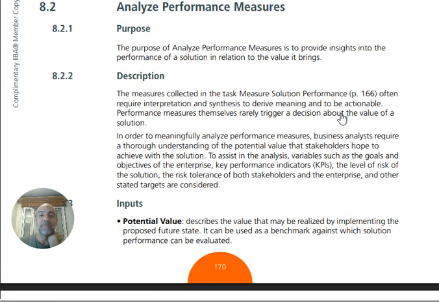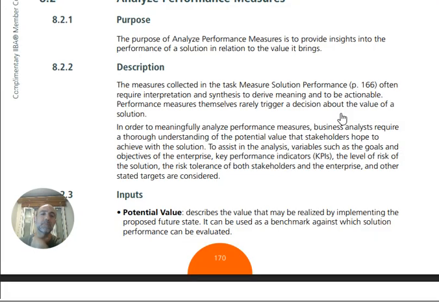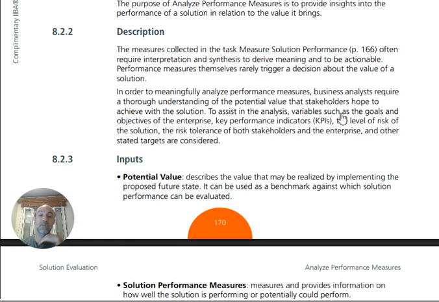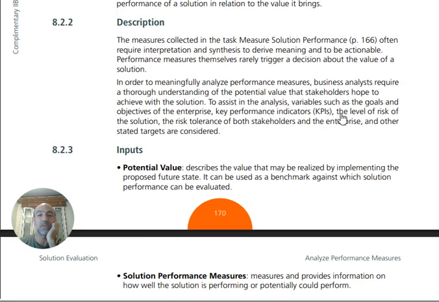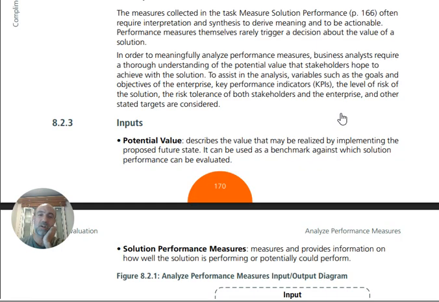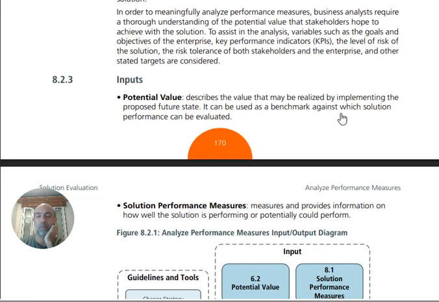I don't know. Anyways, in order to meaningfully analyze performance measures, business analysts require a thorough understanding of the potential value the stakeholders like. Again, what do we want to do, why do we want to do it, what does the solution give us. To assist in the analysis, variables such as the goals and objectives of the enterprise, key performance indicators, KPIs, and the level of risk of the solution. It's literally all the information that we have. We kind of have to go back to it.